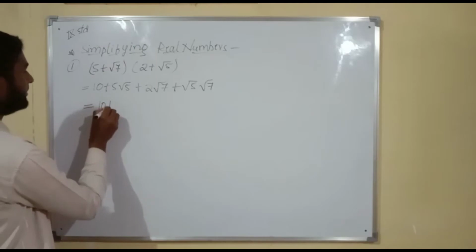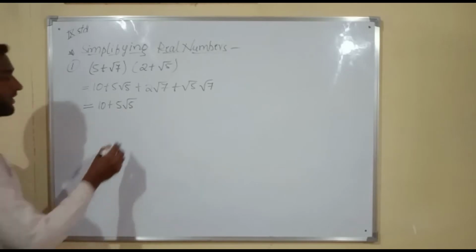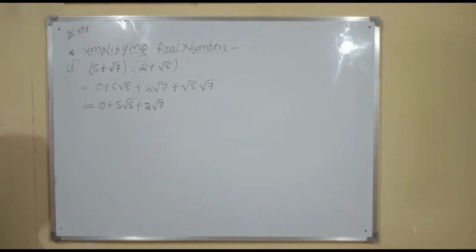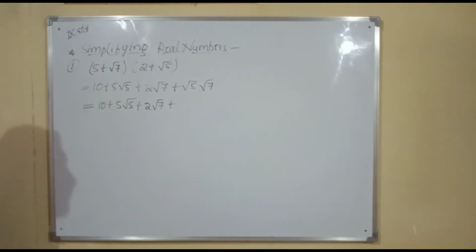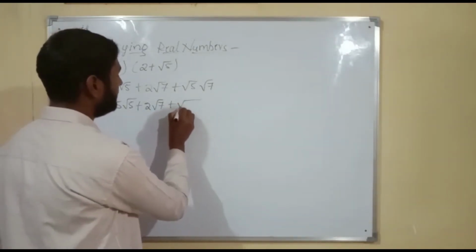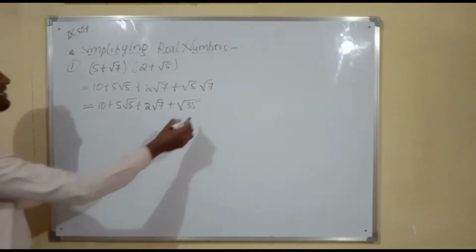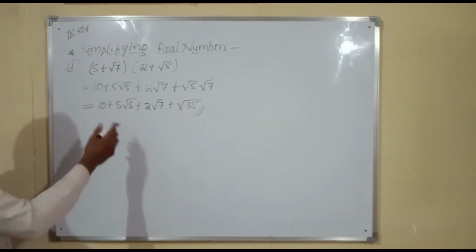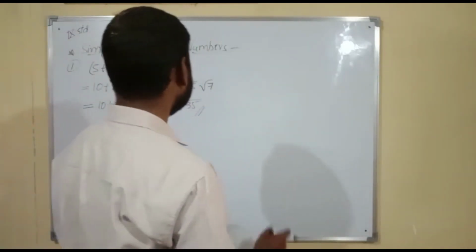See here, 10 plus 5 root 5; I cannot simplify the 5 root 5 again, so I will write it as it is. And here 2 root 7, so I can't simplify it further. Here I can keep it as root 5 into root 7, or I can multiply the numbers inside the radical signs, so I can write it as square root of 5 into 7, which is 35. This will be our final step, because we can't simplify it further as there are no like terms here. So this is the way to simplify the real numbers.